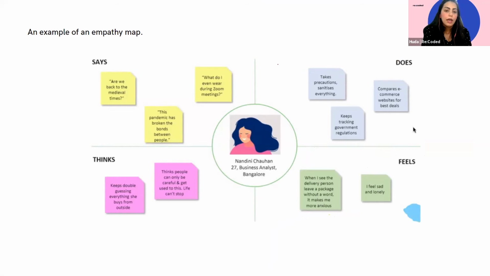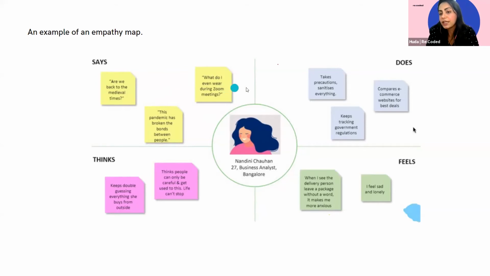Okay, so let's have an example of this empathy map. As you can see here, our persona is a worker during the pandemic. So, for example, when she needs to join some Zoom calls, maybe she will say something like, what do I ever wear during Zoom meetings? This is something that we all said all the time through the pandemic.